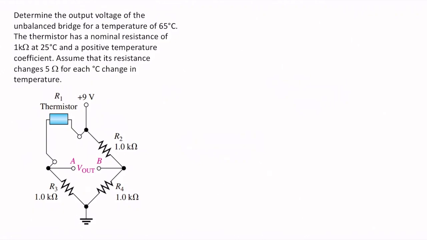Okay, determine the output voltage of the unbalanced bridge for a temperature of 65 degrees Celsius. The thermistor has a nominal resistance of 1 kilo ohm at 25 degrees Celsius and a positive temperature coefficient. Assume that its resistance changes 5 ohms for each degree change in temperature. So we want to find out the voltage across AB, which is defined as the voltage at point A minus the voltage at point B at 65 degrees Celsius.